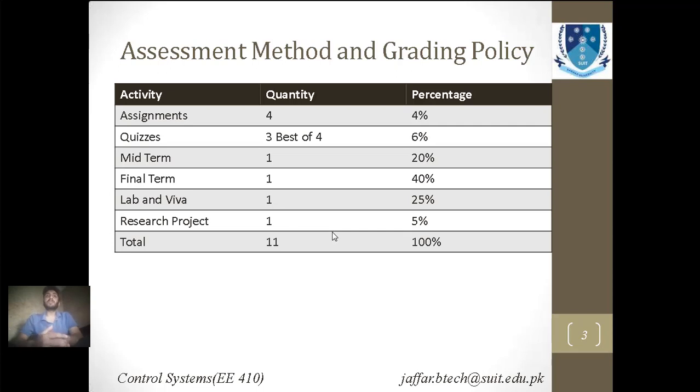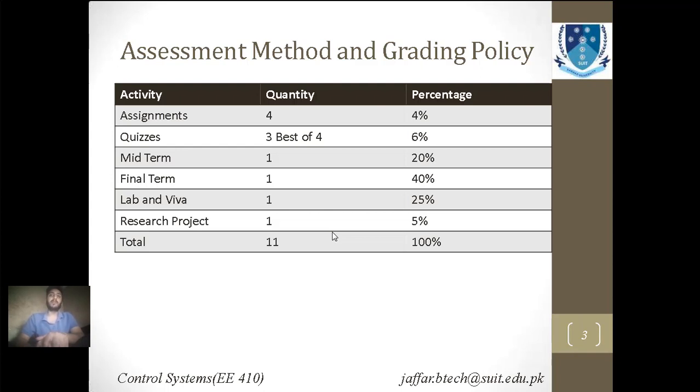So coming towards the assessment and grading policy for this course, I have divided this course into several activities. You will be taking quizzes, and you will be submitting assignments online, and in the class I will tell you how you can submit your assignments online. There will be 4 quizzes as well, but the best 3 will be counted. The fourth one, which will be your worst one, will be neglected.